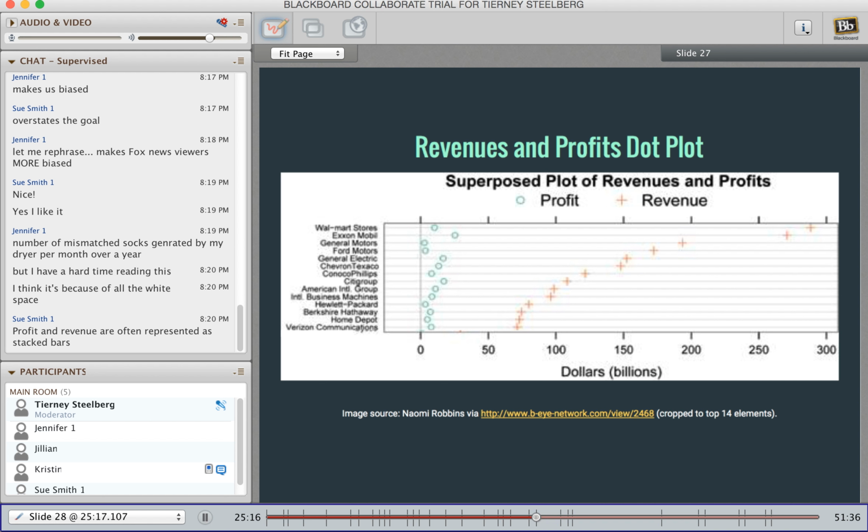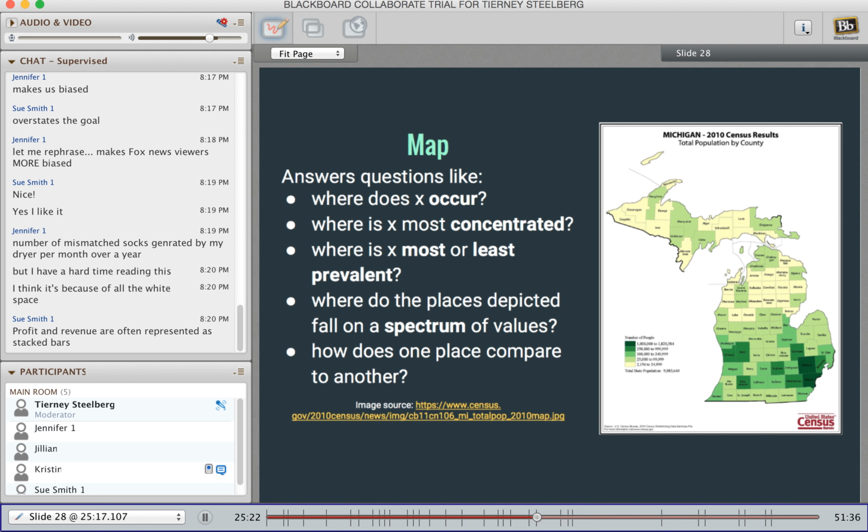So maps. Maps are a great way to present data. You can use shaded areas or symbols to convey meaning. A map answers questions like, where does X occur? Where is X most concentrated? Where is X most or least prevalent? Where do the places depicted fall on a spectrum of values? And how does one place compare to another?